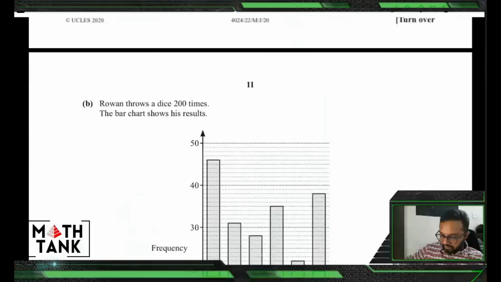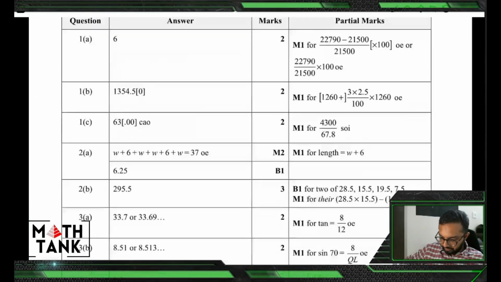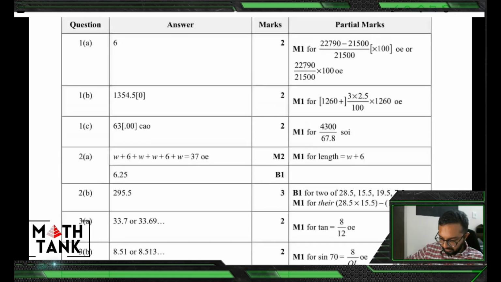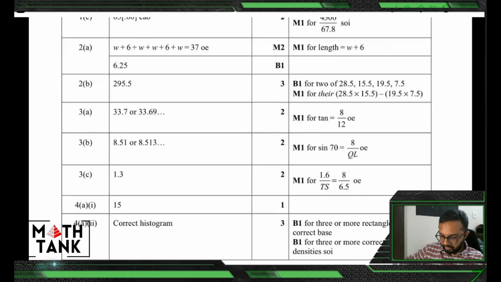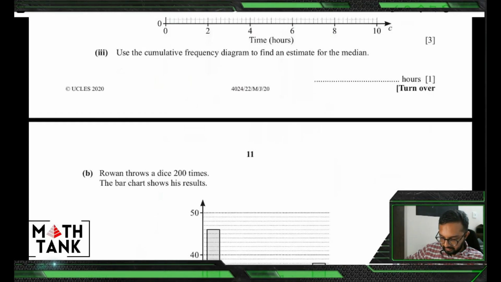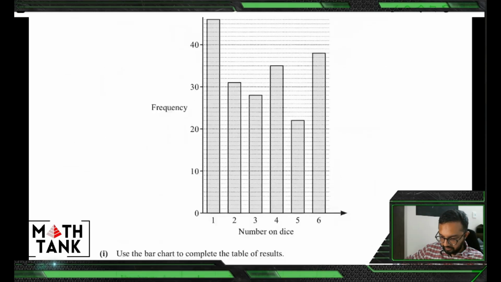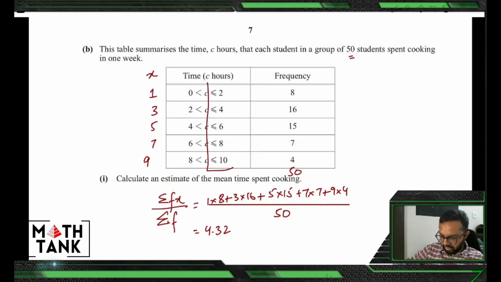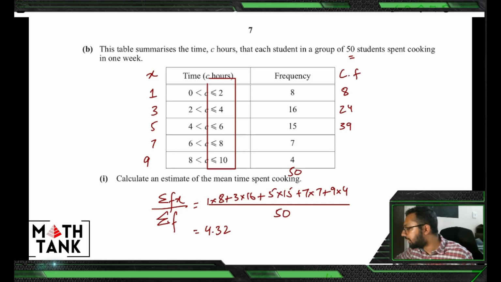Okay, let's check if that is the final correct answer. I just want to be absolutely sure. Correct histogram and 4.32. Okay. Then it goes on and says that we need to draw the cumulative frequency diagram. So again, I use the upper class boundaries only, and I will need a cumulative frequency. So I'm going to add up 8 plus 16 is 24, 24 plus 15 is 39, 39 plus 7 is 46, and then 50 at the end.